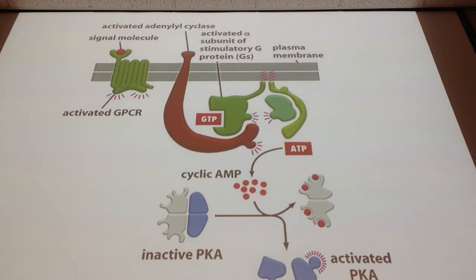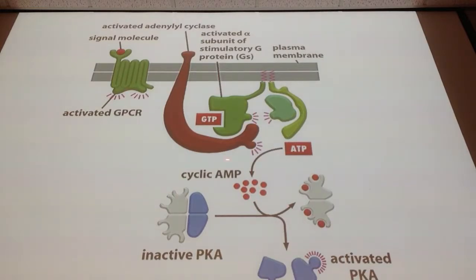Yes, ma'am? Can you repeat that a little bit slower? Yes. One of the big pictures is that right here is where amplification occurs, right? You're not going to produce just one cyclic AMP. You're going to produce a bunch of cyclic AMP, right? And how is ATP converted to cyclic AMP? By the active adenylyl cyclase. So far, so good? I'm working backward here.